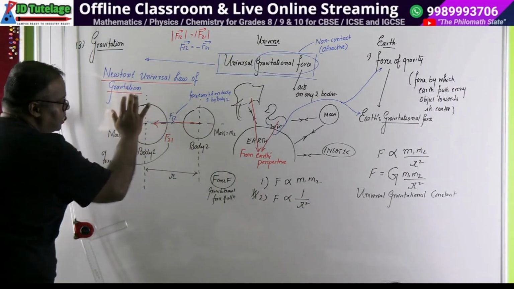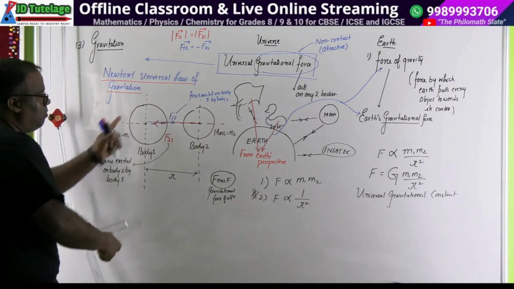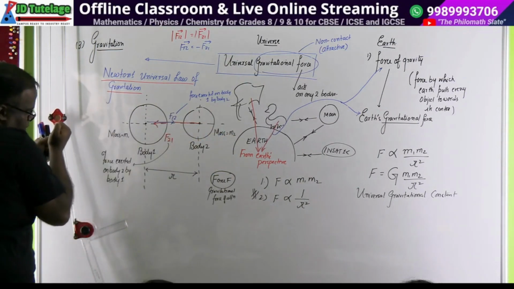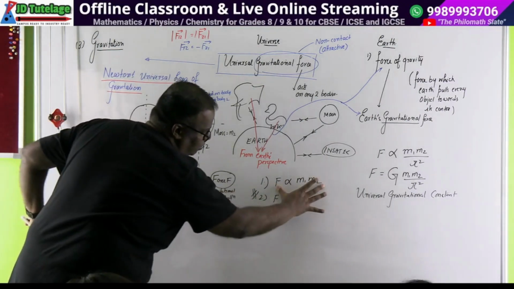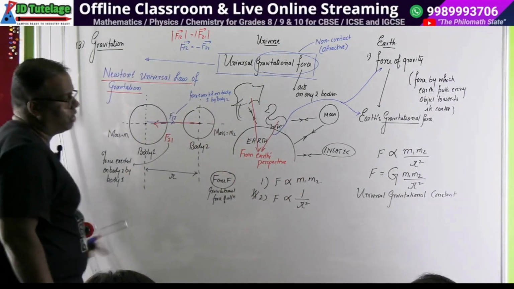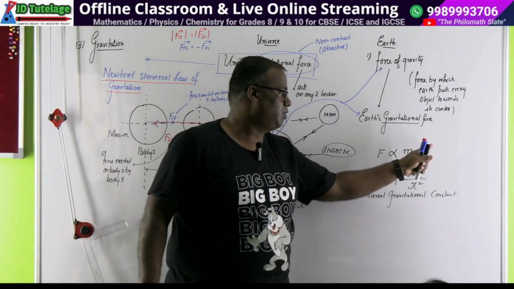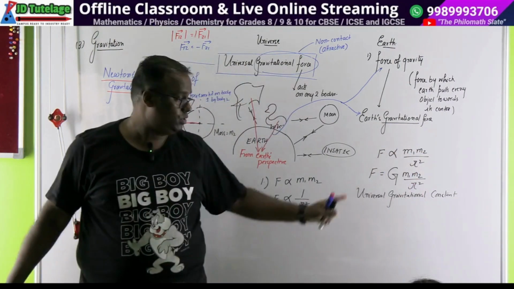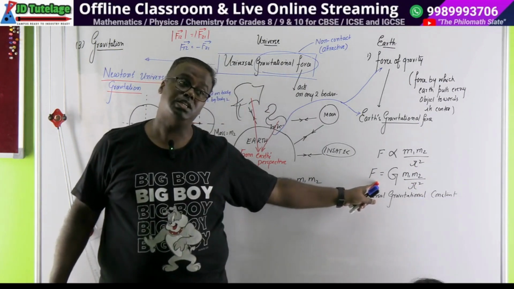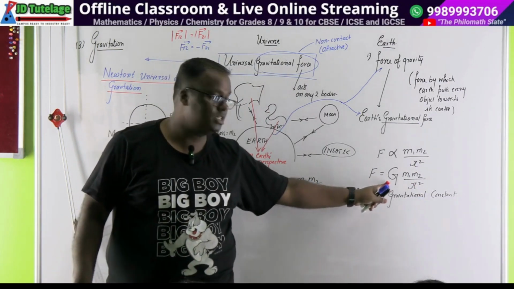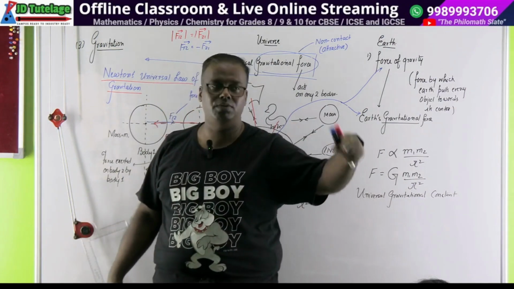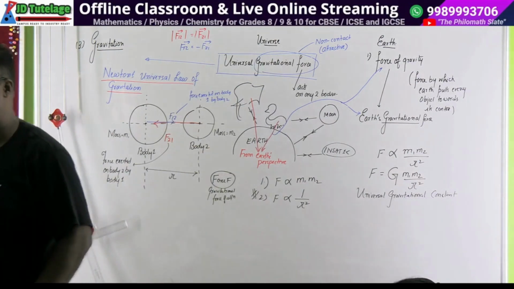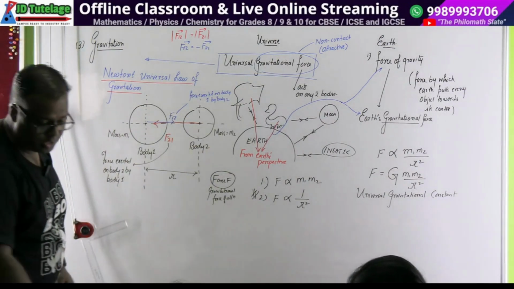Every body attracts every other body with a force that is directly proportional to the product of the masses, inversely proportional to the square of the distance. If we combine these two, we get F is directly proportional to m1 m2 by r square. So F is equal to G m1 m2 by r square. This force is known as gravitational force, and the constant is known as the universal gravitational constant. Did you understand this much? Write whatever you want, then we will talk more about this.